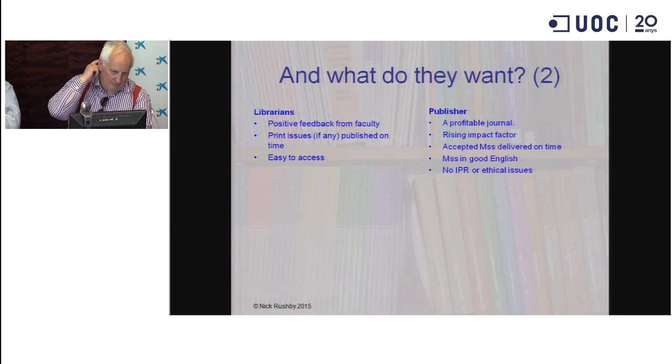The publisher, well, whether it's Elsevier, Wiley, whoever, would like the journal to be profitable. They would like to see the impact factor rising. They want the production process to be smooth. Manuscripts should appear on time. And they really do not want issues of intellectual property rights, plagiarism and things like that. They hate it because it takes up a lot of time and effort to sort.